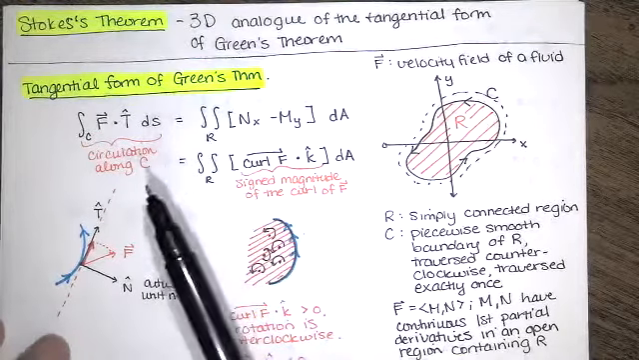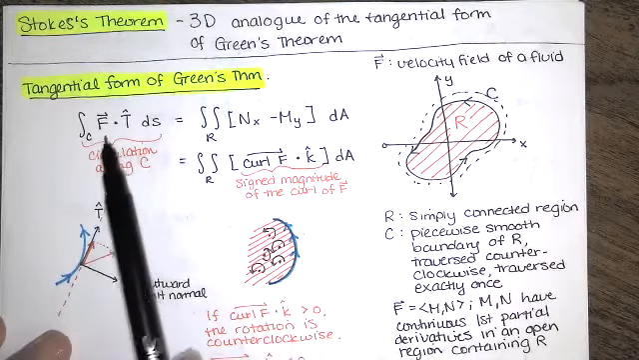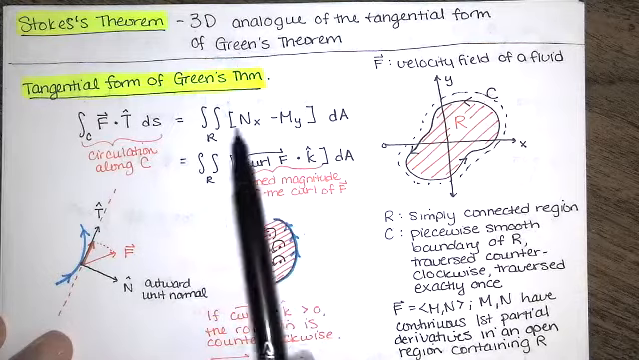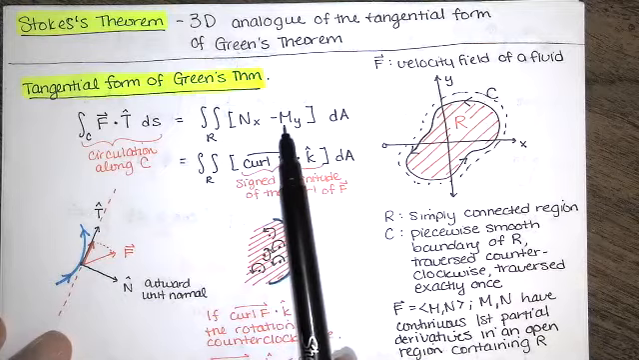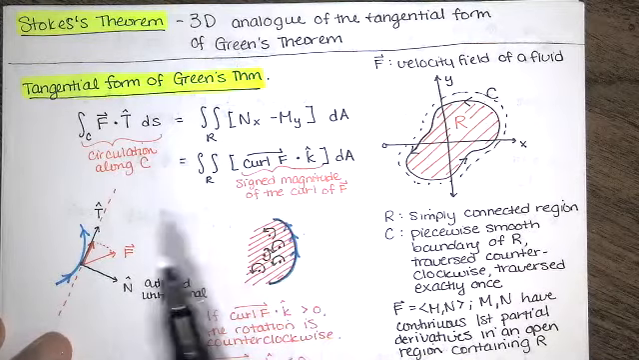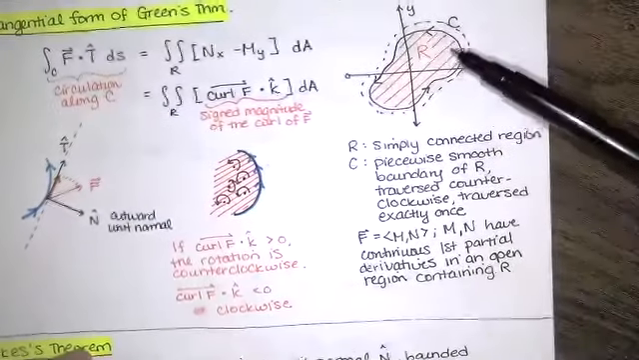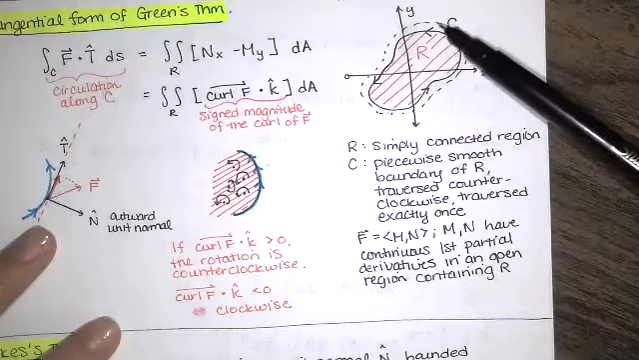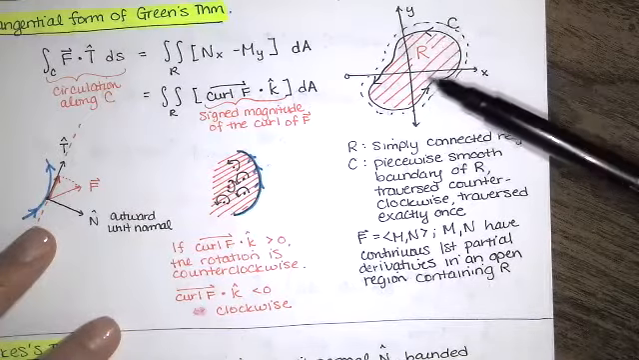Okay, so here's the tangential form of Green's theorem. It says that this line integral of F over C is equal to this double integral of the partial of N with respect to x minus the partial of M with respect to y, under certain conditions. So if C is a piecewise smooth closed curve, and it's a boundary for a simply connected region R.